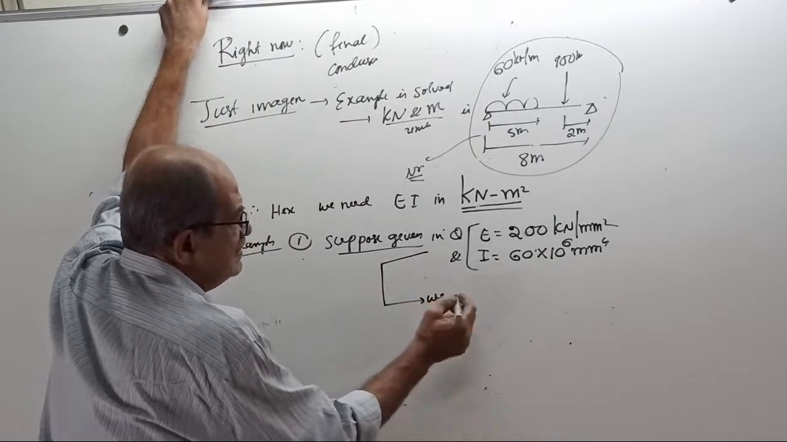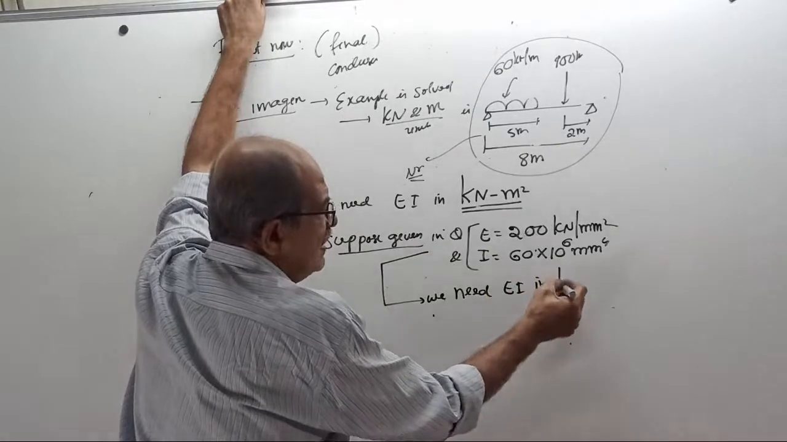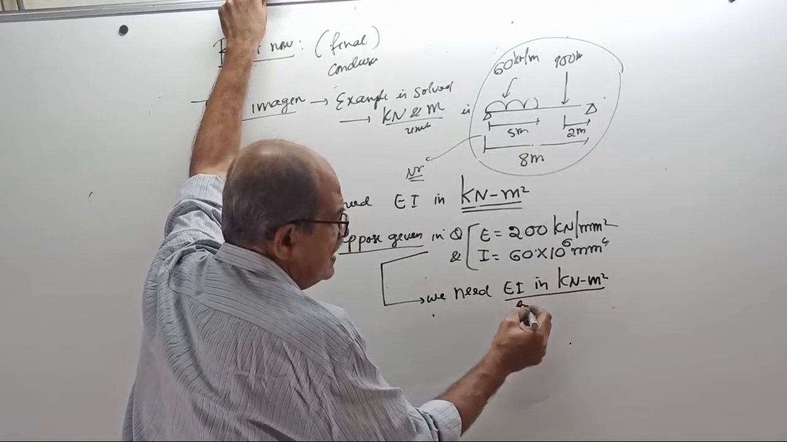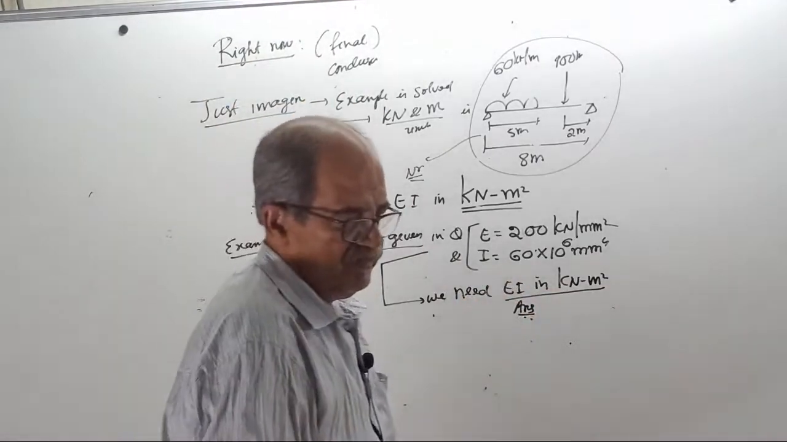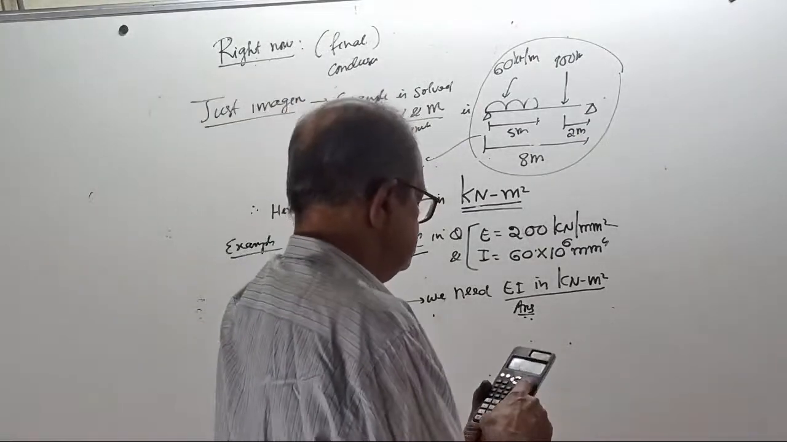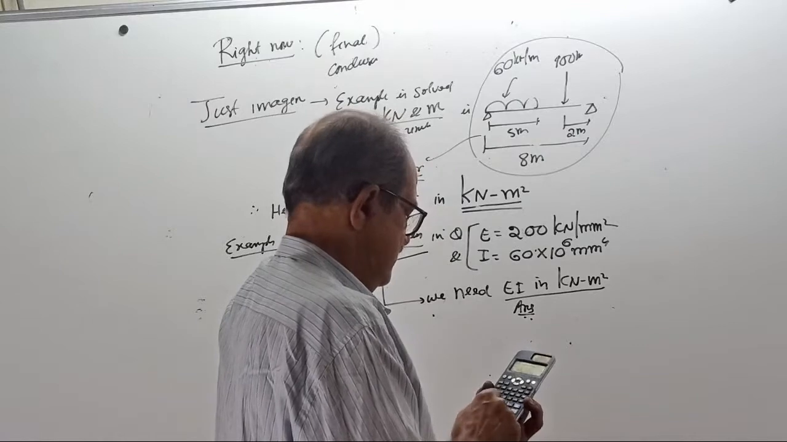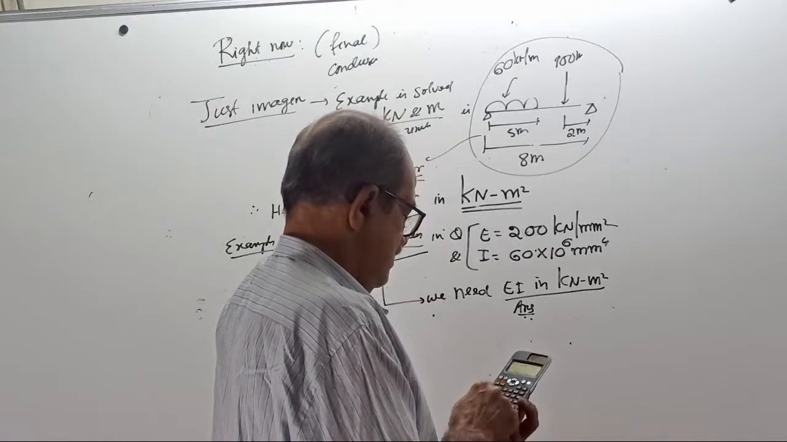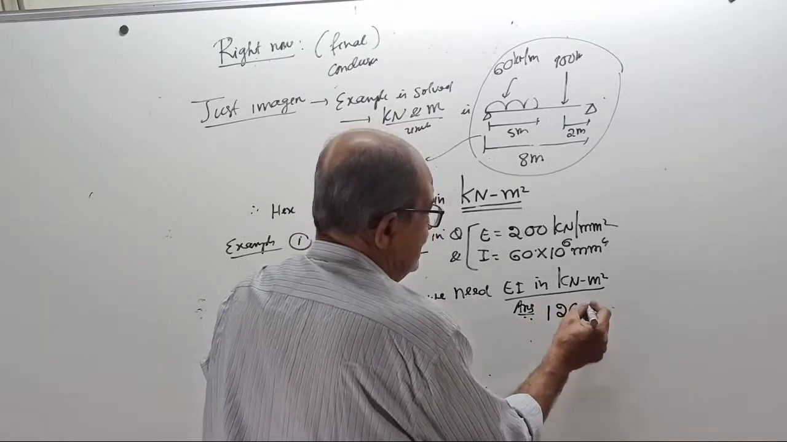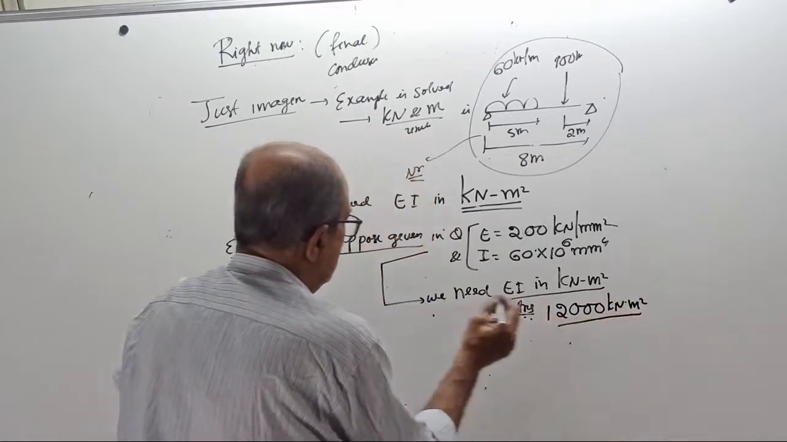Now, use this data. We need EI in kilonewton meter square. I will tell you the answer, you will correctly calculate. EI should come 12,000 kilonewton meter square.